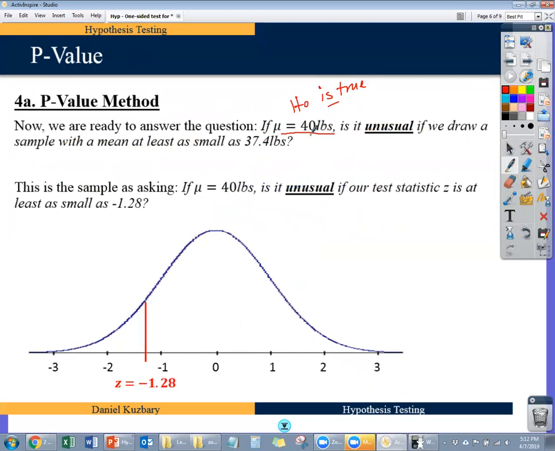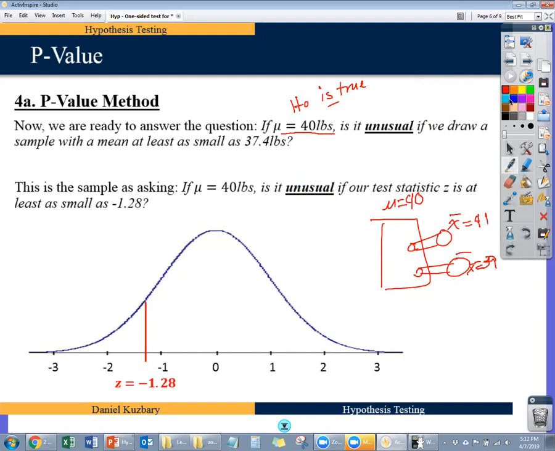Is that unusual? It might not be. It might be fine. It might be common. It might be just as common to get that as it is to get a mean of 43 pounds. Like the sample size, the sample mean bounces around. Remember, the sample mean itself is a random variable. And even if mu is 40, it's possible to get one sample where X bar is maybe 41, another sample where X bar is equal to 39. I'm saying it's possible. Anything's possible. The question is, is this a strange result?